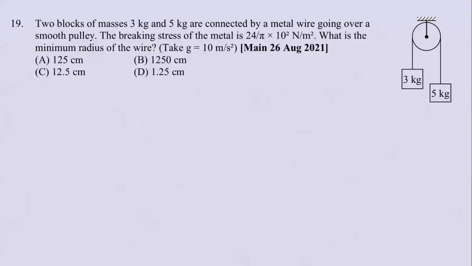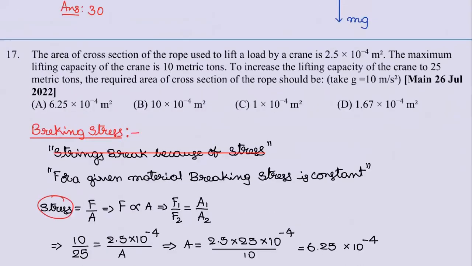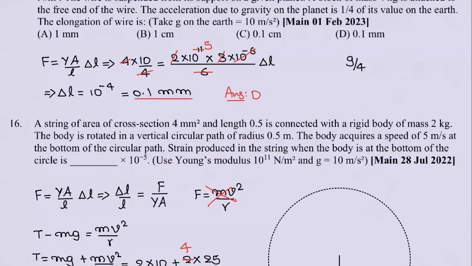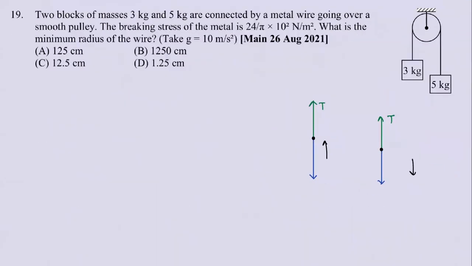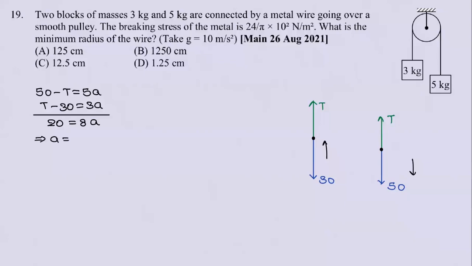So let us start with it. Standard stuff. I'll take the free body diagram from the previous segment. Directly I'll copy it. This is 50. This is what? 30. So I solve it like this: 50 will go down. 50 minus T is equal to 5a. And T minus 30 is equal to 3a. Simply add them. It will be 20 is equal to 8a.